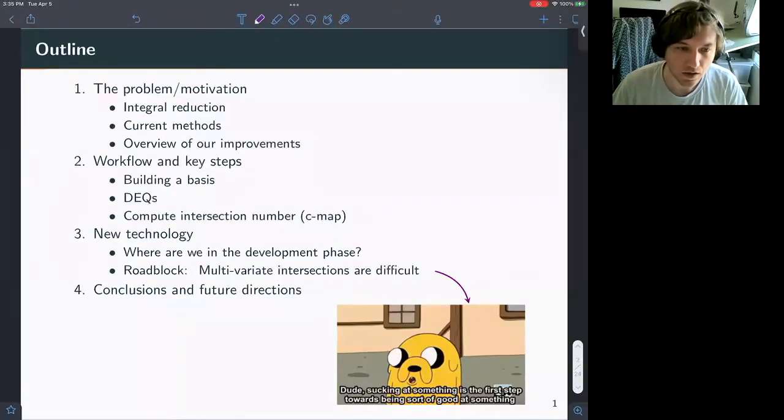integral coefficients. This is a relatively new technology, at least in the physics literature. So we're still very much in the development phase, and we kind of suck at multivariate intersection numbers right now. It's okay since we've only been doing this for 3 years, or 2 years, and we expect it to get better. But that's the major roadblock right now, and I'll say a few words about that, and then just conclude with some future directions.